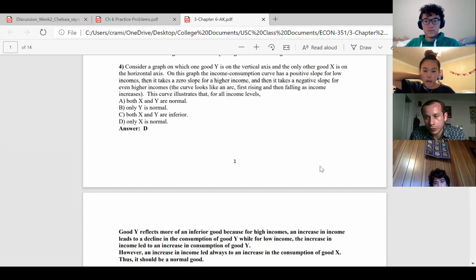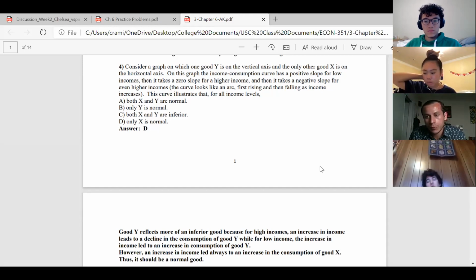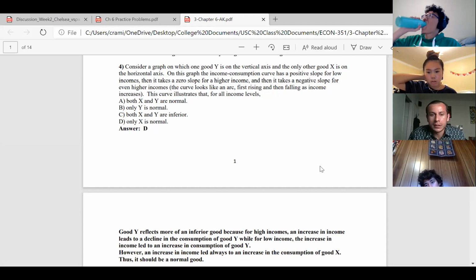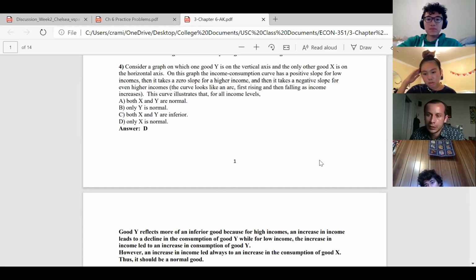Okay, wait, because the higher the income, you're buying more X, right? And that makes X a normal good? Yes, because it's essentially just a normal good. The higher the income, the more you're gonna buy.